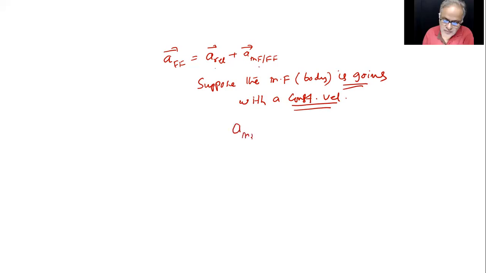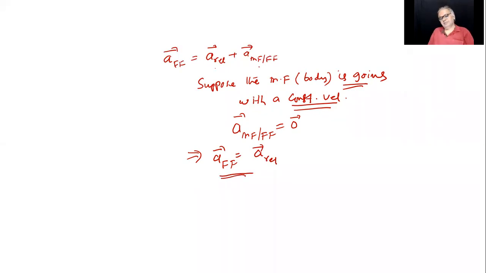So A of the moving frame with respect to fixed frame is equal to 0, which implies A of the body in the ground frame is the same as A of the body in the moving frame. Can you tell me what does it mean? Can you tell me what is the meaning of this whole thing? Look.